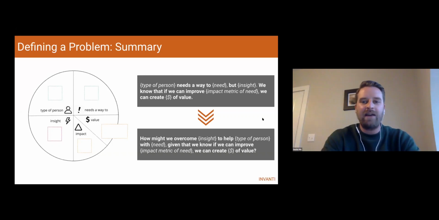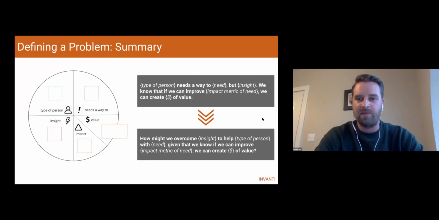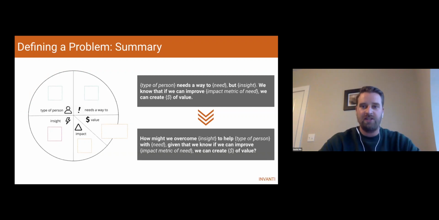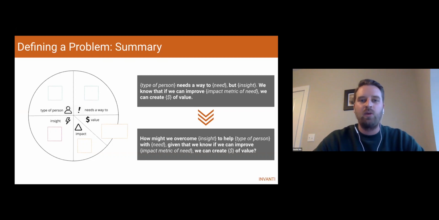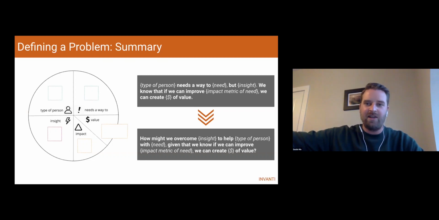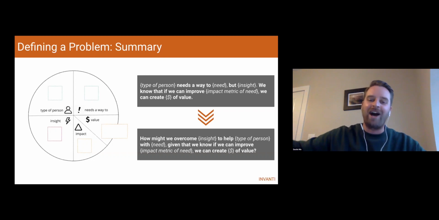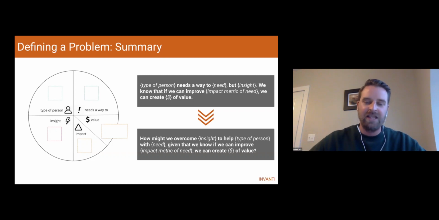So now that we have this little Mad Lib here, this one sentence description of the problem that we're interested in, we can actually flip it into a question. That's what's happening on this slide. If we know this is the need and we know what the barrier is, the implied question now is: how do we overcome that barrier to help this person meet that need?